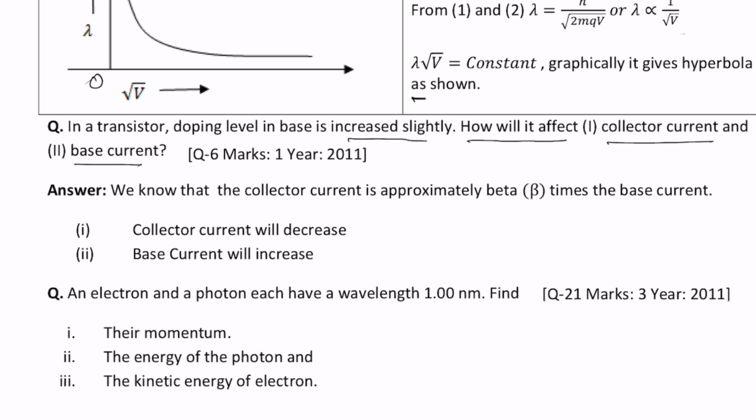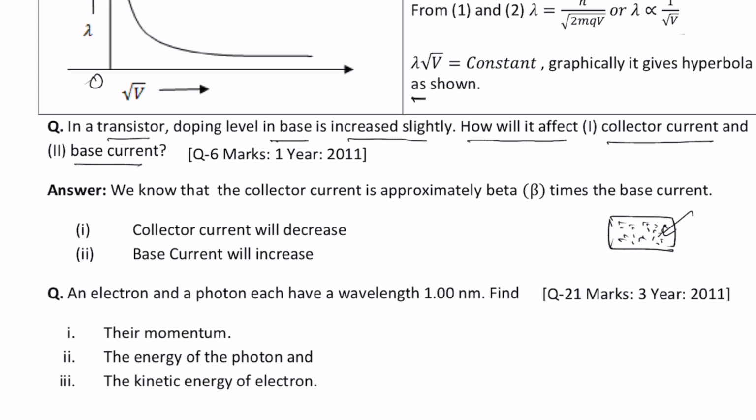What is doping? Doping is the addition of impurity to the intrinsic semiconductor. If you add atoms of a different metal to a natural semiconductor, which is called an intrinsic semiconductor, then this process of adding is called doping. Addition of impurity is called doping. So it says in a transistor, the doping level in the base.